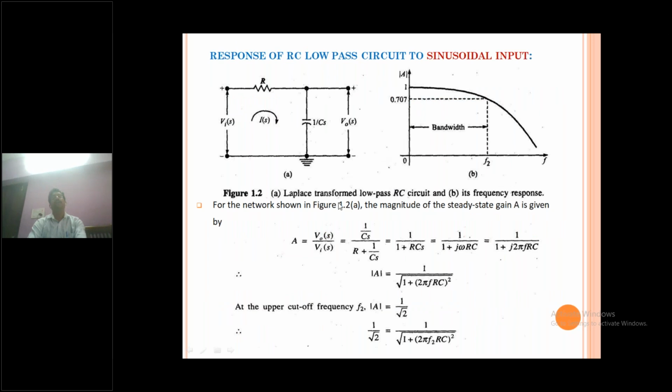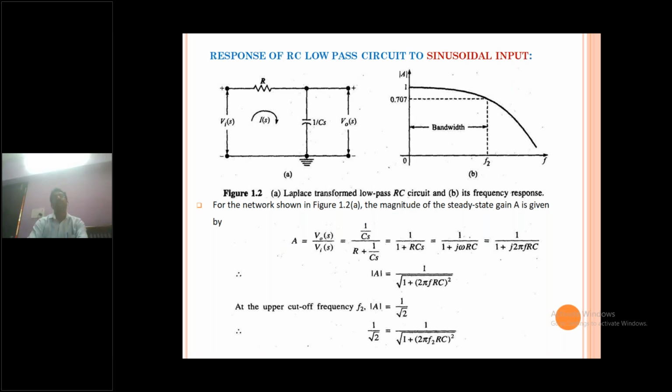Now we are moving to the RC low pass circuit with sinusoidal input. For this one, we do not show the input and output waveforms. Here the circuit diagram is the Laplace transform version of the RC circuit. The second waveform is the gain versus frequency graph, not the output waveform. This is different from all the remaining inputs. So students, you have to see carefully. Here there is no input waveform and no output waveform.